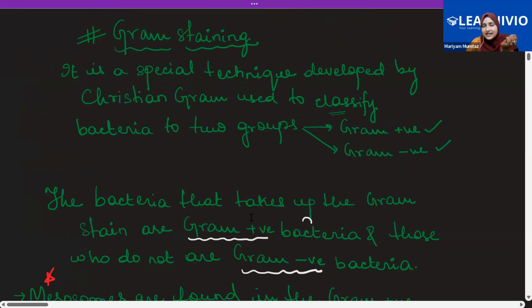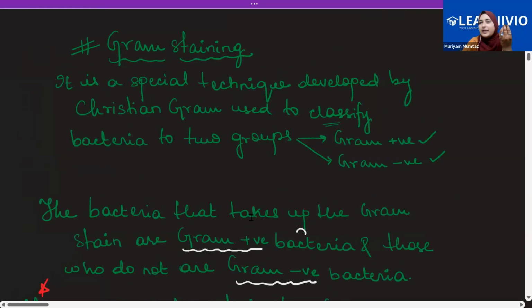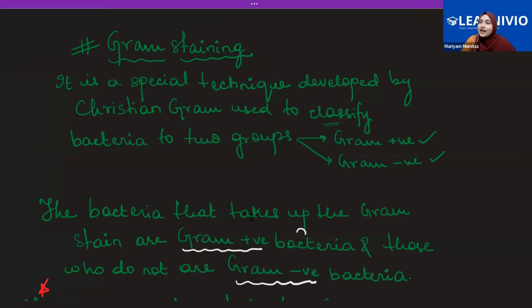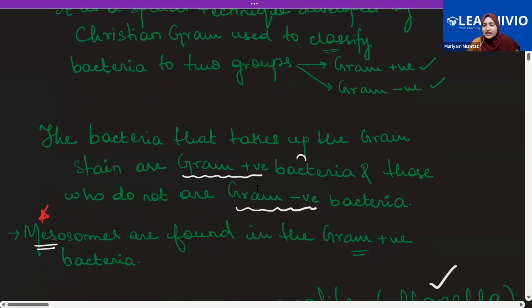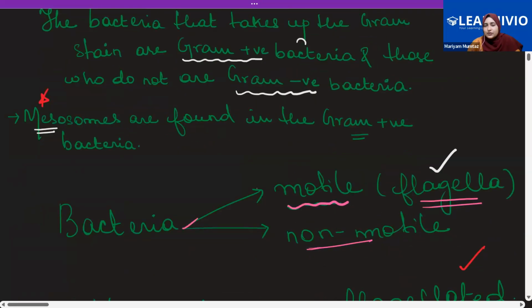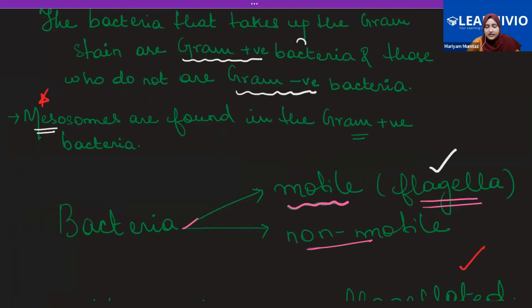Now talking about gram staining. Now see, what is gram staining? Depending upon whether the bacteria can take up a particular type of stain called the gram stain, the bacteria could be of two types, gram positive and gram negative. Now, those bacteria that take up the gram stain, we call them the gram positive bacteria. And those that do not take up the stain are called the gram negative bacteria. Now, remember that the mesosomes are found in the gram positive bacteria only and no other bacteria. Only and only in the gram positive bacteria.